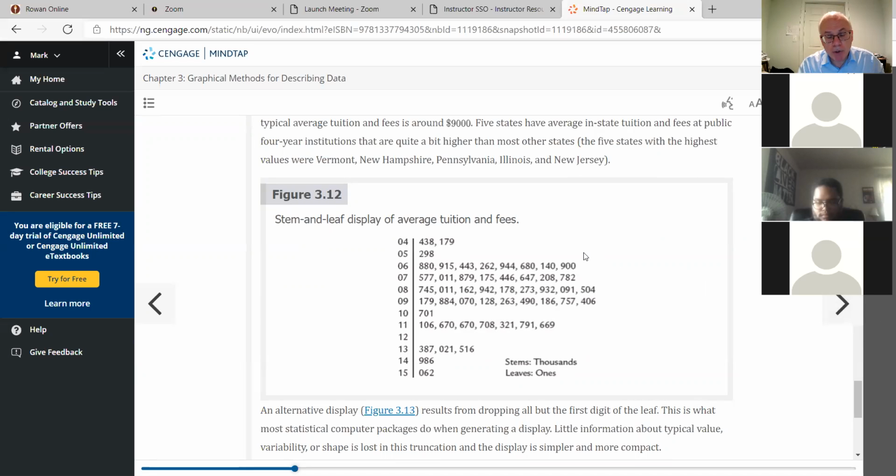So you should be able to read numbers off of a stem and leaf, because I may give you on your test a stem and leaf, a simple one, not one that's hard to read. This is a little harder to read, but I'll give you a simple one that is easy to read. You should be able to take that data and enter it into your calculator as a list.